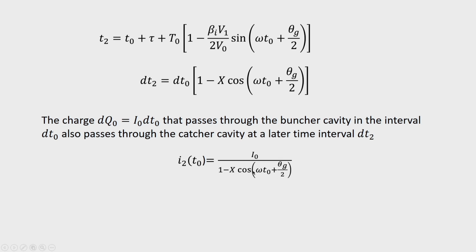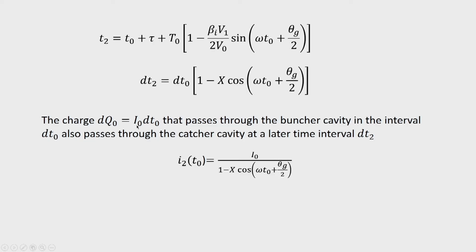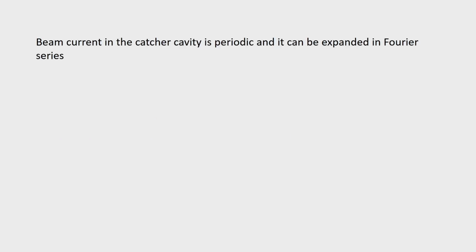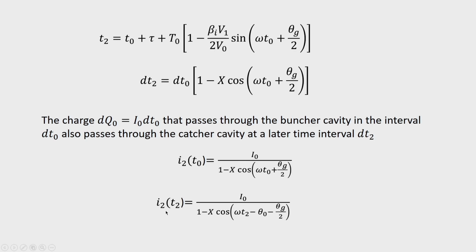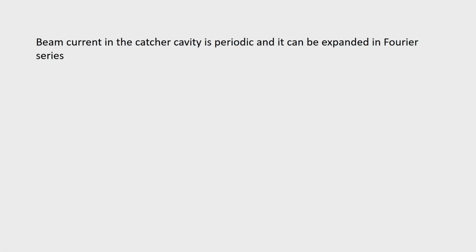So, this expression we get by equating I 2 dT 2 is equal to I naught dT naught. And in terms of T 2, we can write I 2 of T 2 is equal to I naught divided by 1 minus x cos omega T 2 minus theta naught minus theta g by 2. The beam current in the catcher cavity I 2, as we have just seen, is periodic, and therefore it can be expanded in a Fourier series.